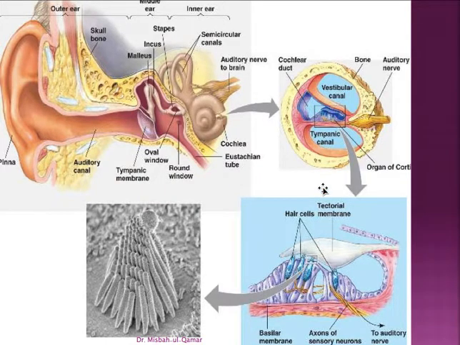You can see here that this organ of Corti is mainly dependent on the hair cells. These are the hair cells, the blue colors, and these hair cells have stereocilia. Now the movement of these stereocilia causes the generation of the electrical signals, which are picked up by the sensory fibers, and then they are taken to the central nervous system.